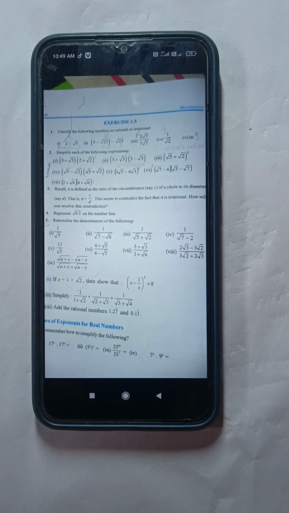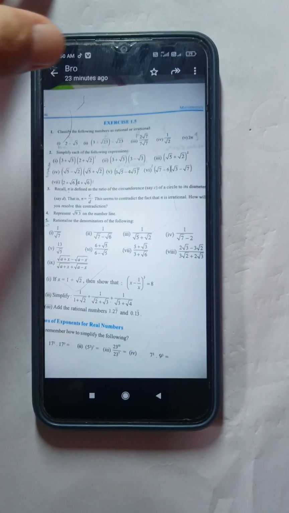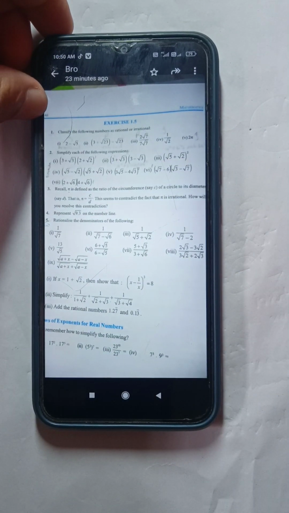Today we will discuss a class 9 maths problem based on exercise 1.5, question number 5. As we can see, the question is about rationalizing the denominator of the following expressions. In Roman number 1, it is written as 1 by root 7.